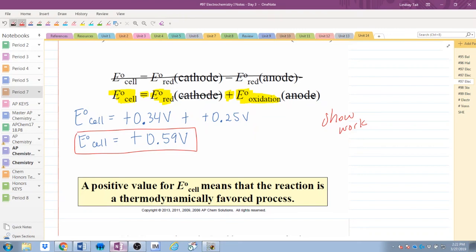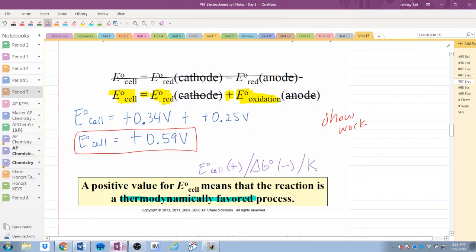Okay, so with that, we can now say, since this has a positive cell potential, that means it is a thermodynamically favored process. This is now a relationship, a statement that we can make going forward. When your cell potential is positive, what would be true of your standard free energy? It would be negative, right? Because a negative delta G is thermodynamically favorable, but now a positive cell potential is thermodynamically favorable.